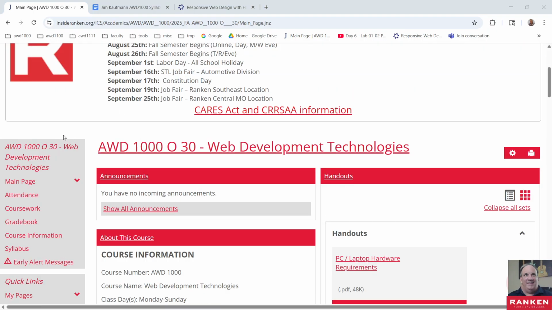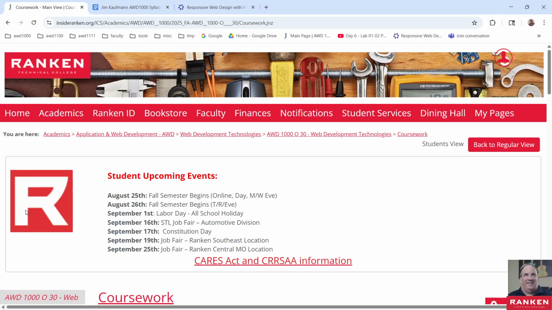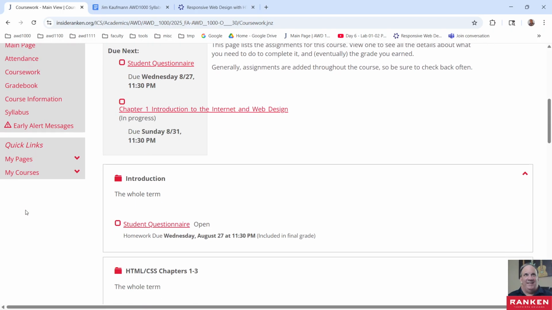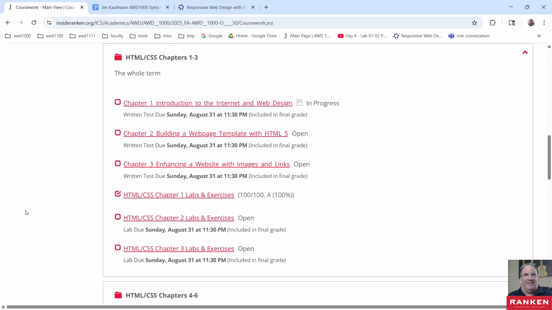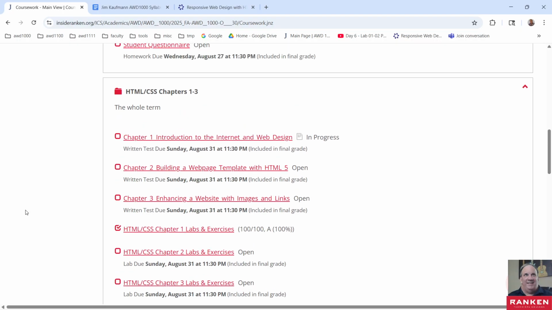So every week at the beginning, usually on Monday morning, I will make the assignments available so that they're viewable within Inside Rankin. If you go to Inside Rankin and click on coursework, this is what it'll look like this first week. And actually, there is going to be at least one or two little assignments I'm going to be adding to this.